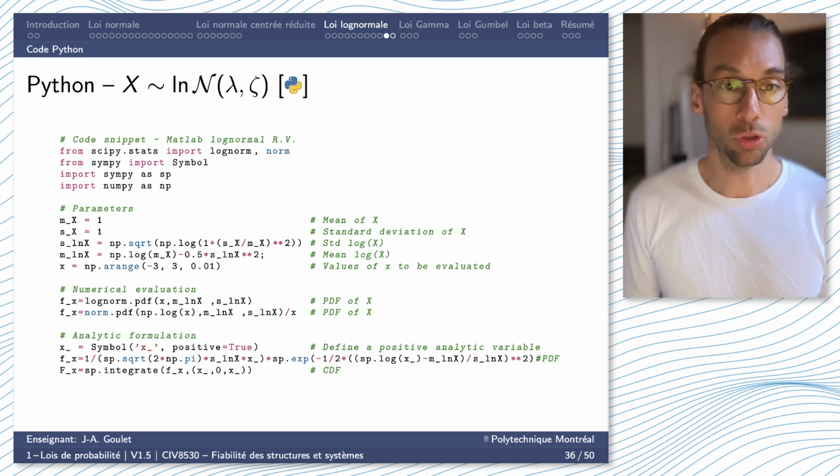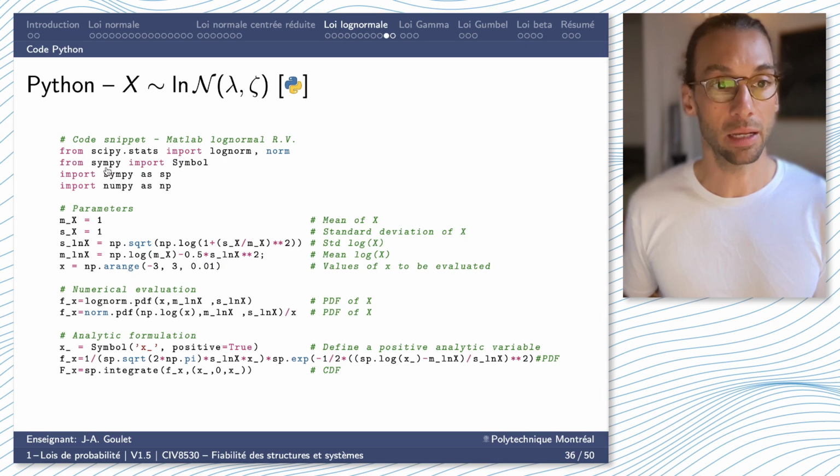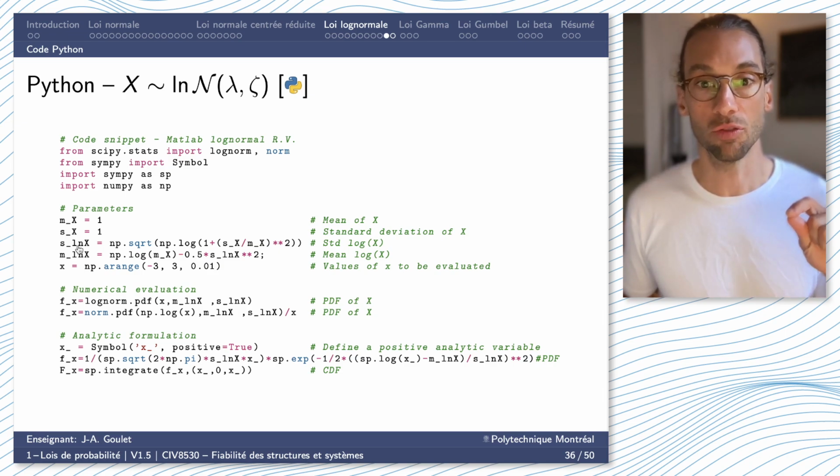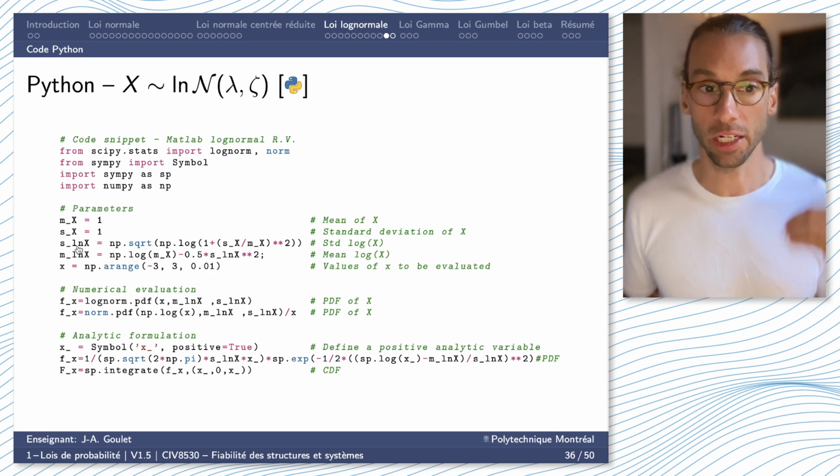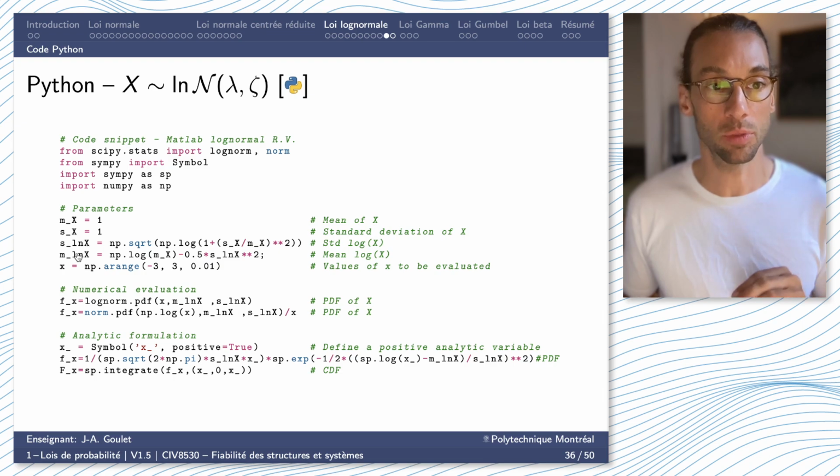So if we look at how to use the log normal in Python, we're going to use the same package as before, and we're going to use SymPy as an additional package as well. We want to define the mean value mx and the standard deviation of my log normal, say 1, 1. I want to define the standard deviation for ln of x, the native parameter of my log normal, and its mean value, so mean of ln of x. We always start by calculating the standard deviation because this one is necessary to compute the mean. So I define the expression we had earlier here, and we have the same thing for the mean value.